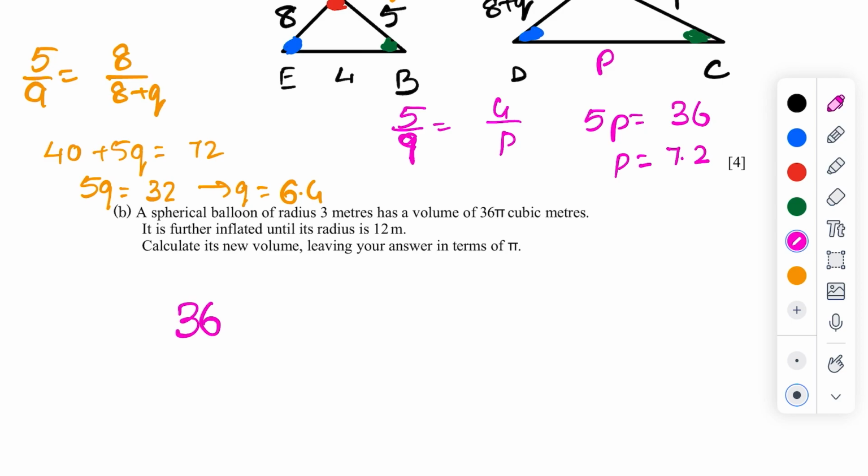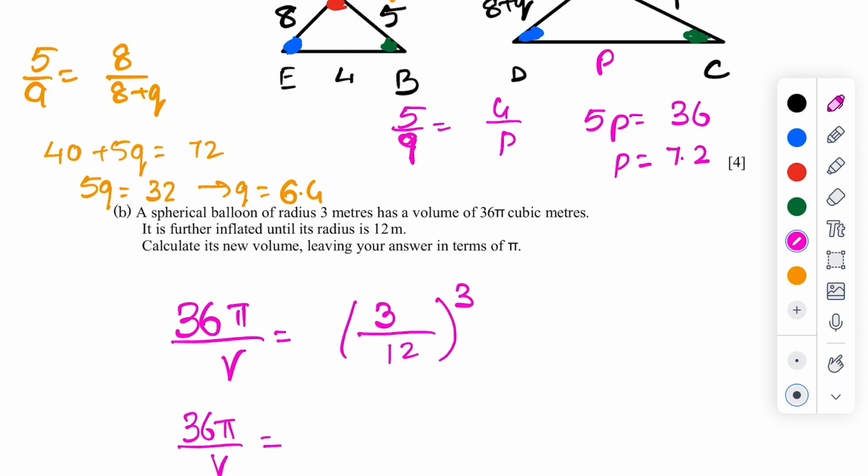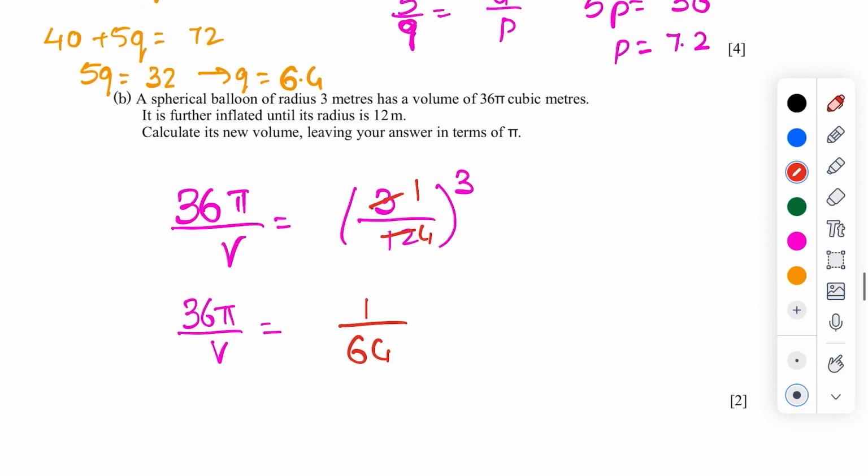So 36 pi upon new volume, we don't know. Original radius is 3 and new radius is 12, whole cube. So 36 pi upon V equals, when simplified, 3 times 1, 3 times 4, so 1 by 4 cube, which is nothing but how much? 64. So volume equals, do the cross multiplication, 64 times 36 pi, which is going to be 2304 pi cubic meters. That's going to be the answer.